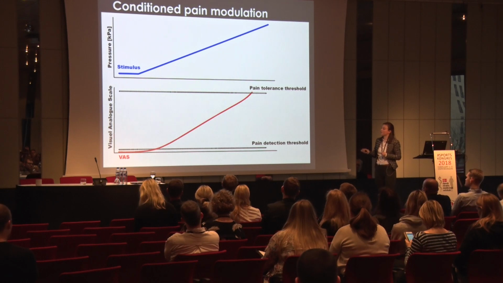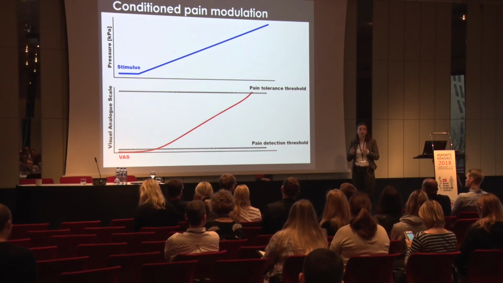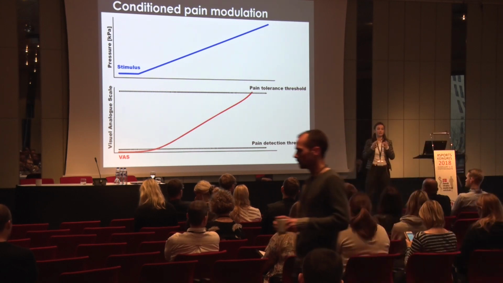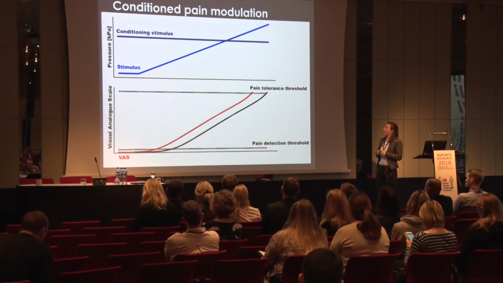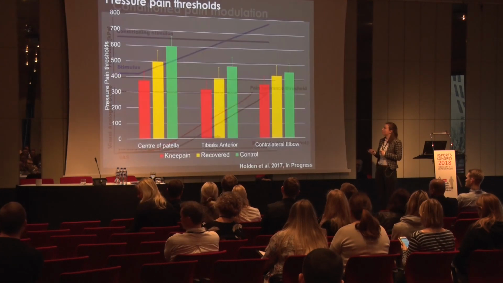So we undertook this basically by having 2 cuffs on the lower limbs. One of them was inflated to a constant painful pressure. The other one slowly increases, and you see when the first onset of pain is. So these were the outcomes.